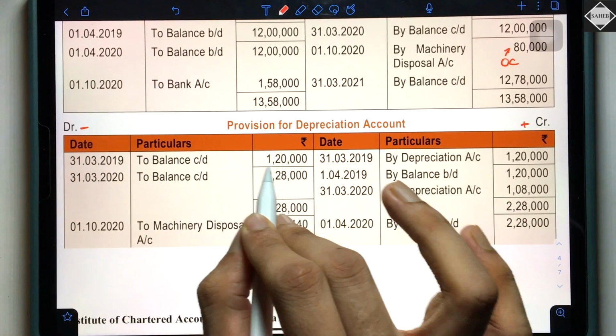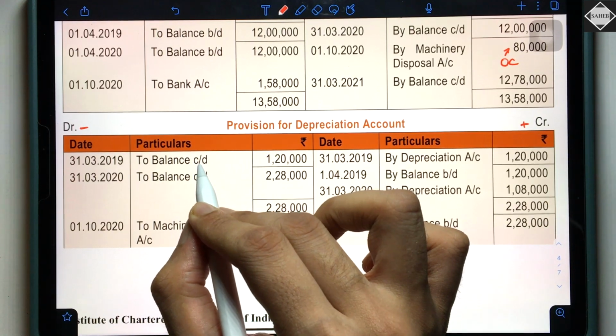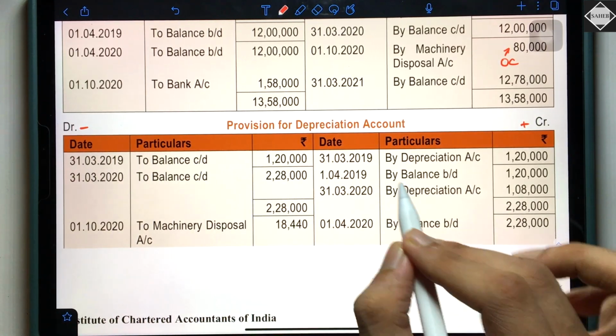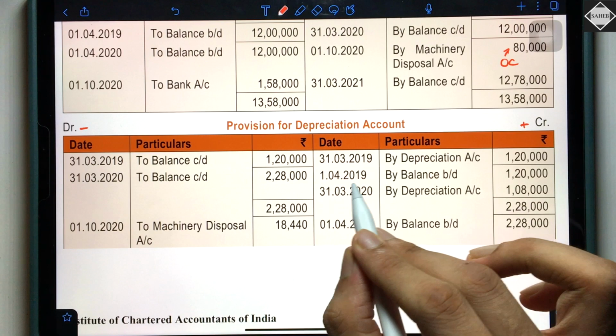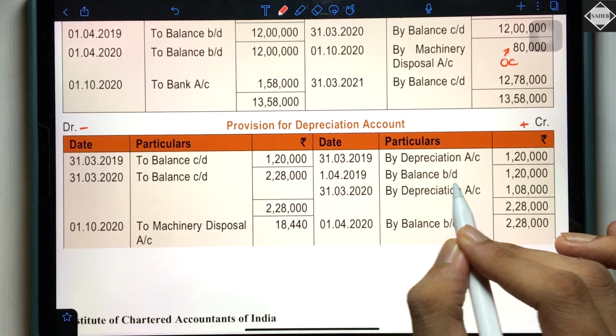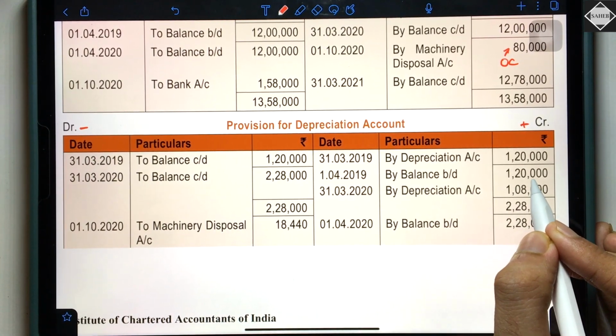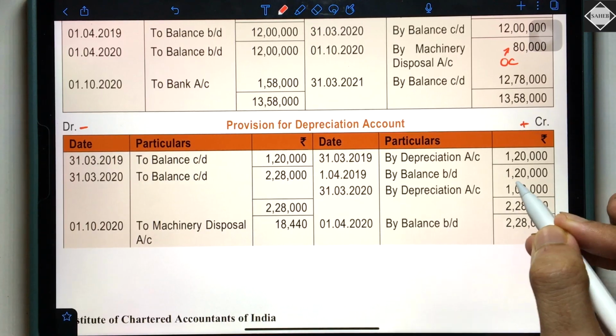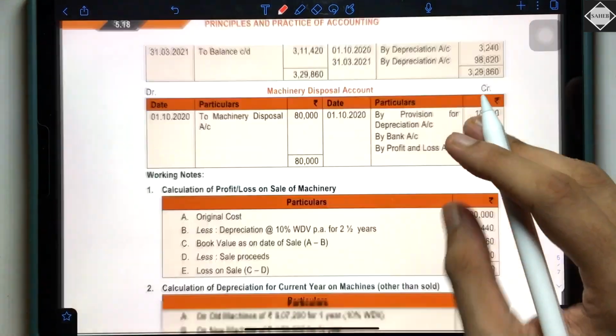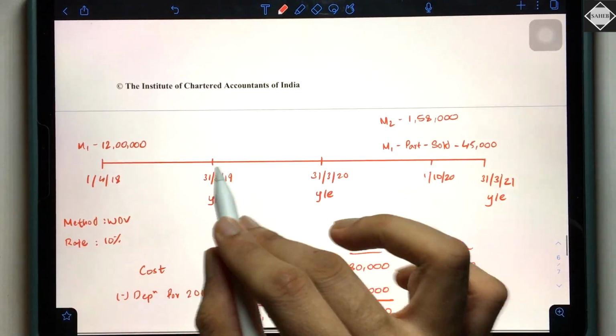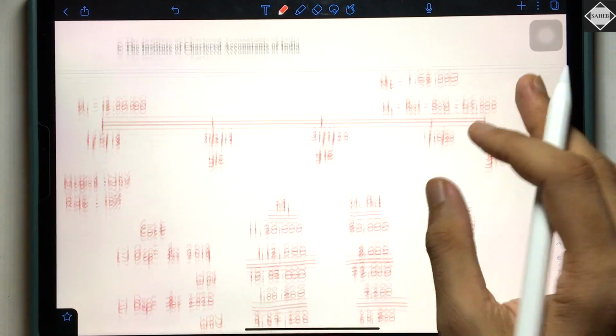So this is the closing balance. Now this closing balance will go and become the opening balance in the next year. 1st April 2019, by balance brought down 1,20,000. Yes, you know that. And then in this year also you have to charge the depreciation. Nothing happened in this year, it's just that you have to charge the depreciation.